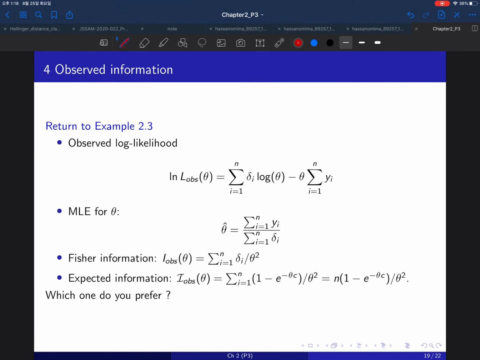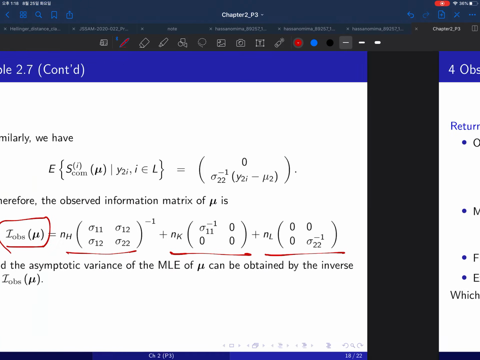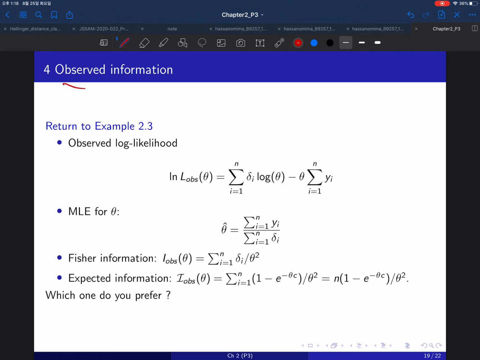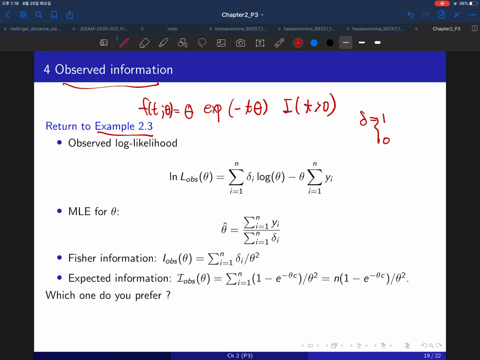Okay, now we're gonna study this topic of obtaining observed information. This is example 2.3. This is exponential distribution. Density is like this, right? And censoring problem, right? So delta equal to 1, 0 if t equal c, and otherwise.